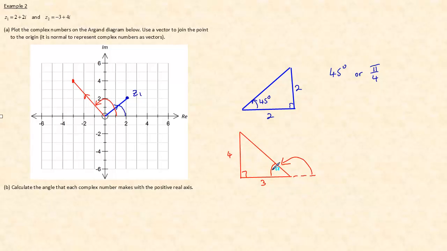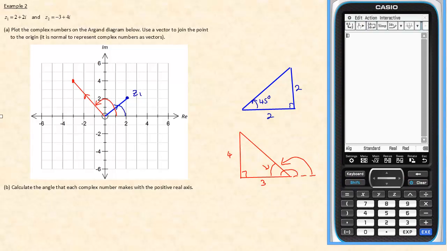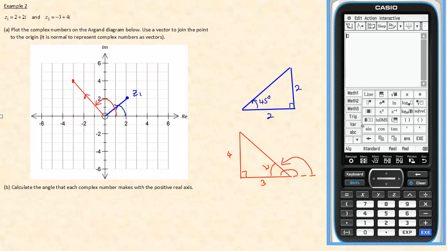So what we could do is work out this angle using ordinary right-angled trigonometry, and then because we know this is 180 degrees or pi radians, we can work out the angle that we want. So if we do the inverse tangent of 4/3, now let's do this in degrees to start with.